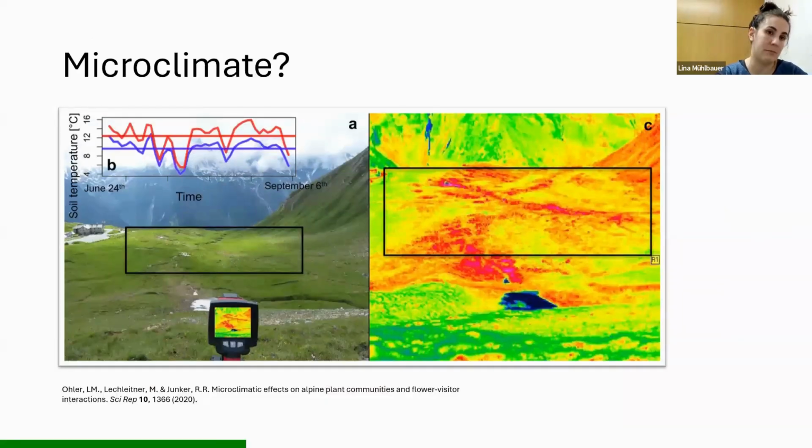Why measure microclimate? This is an example from the Alps, which is my main study region. On the left you can see the black square, which is a few square meters of an alpine meadow, and on the right you can see the heat picture. There are really big differences in climate across only these few square meters.